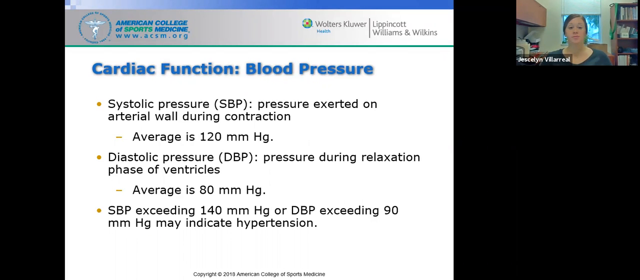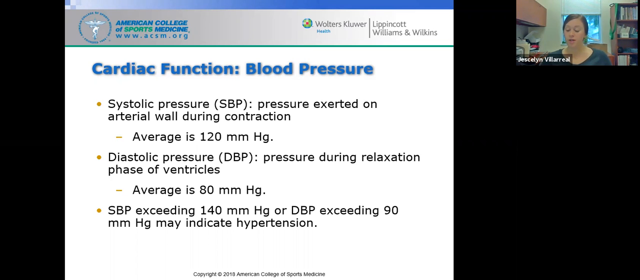Another cardiac function is blood pressure. So we look at systolic blood pressure and diastolic blood pressure. Systolic is when pressure is exerted on the arterial wall during contraction. And then diastolic is how much blood is left back in the heart during the relaxation phase. Your average is 120 over 80. Anything with systolic exceeding 140 or diastolic exceeding 90 could indicate hypertension.